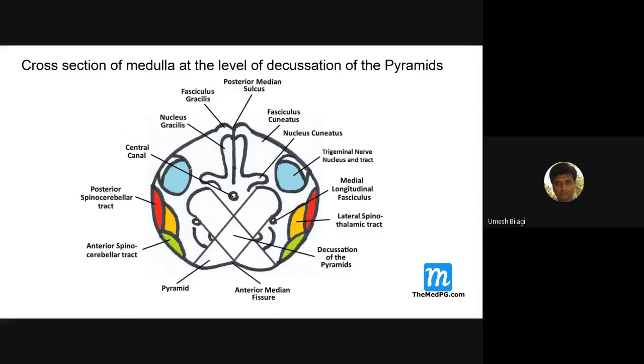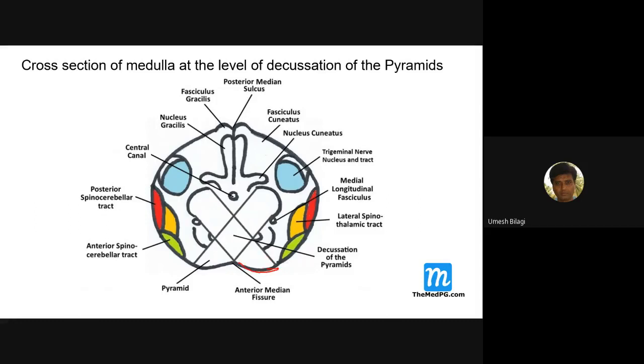Now, this is a cross section of the medulla at the level of decussation of pyramids. That is the lowermost part of the medulla we are studying now. Here, this diagram is showing a classical decussation. Can you see this? This is a medial structure. As you go down, there are no olives. Olives come in the upper part. I'm talking about the lower part of the medulla oblongata.